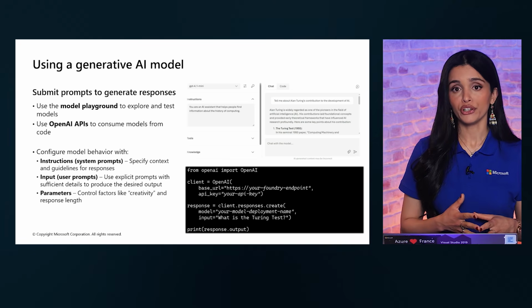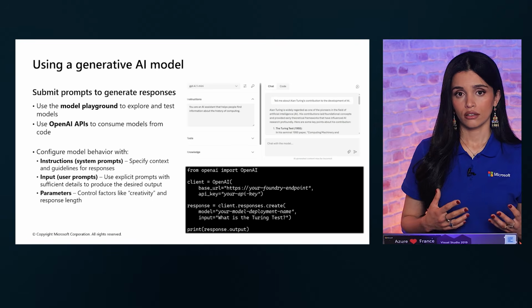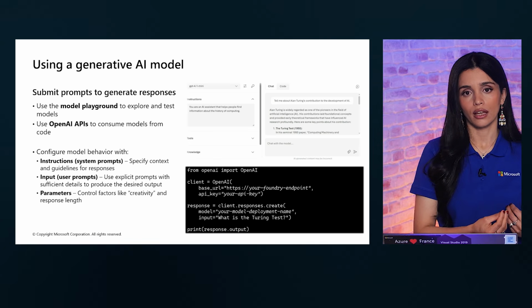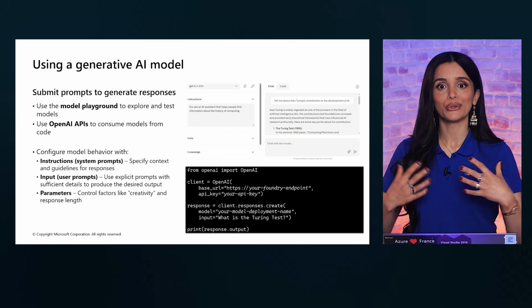So what is the best configuration for these factors? This depends on the context. For example, for a legal summary, low creativity is better. And for marketing copy, high creativity works well.